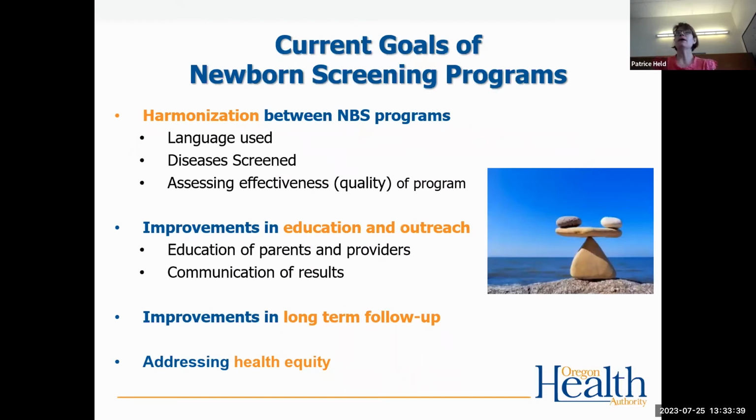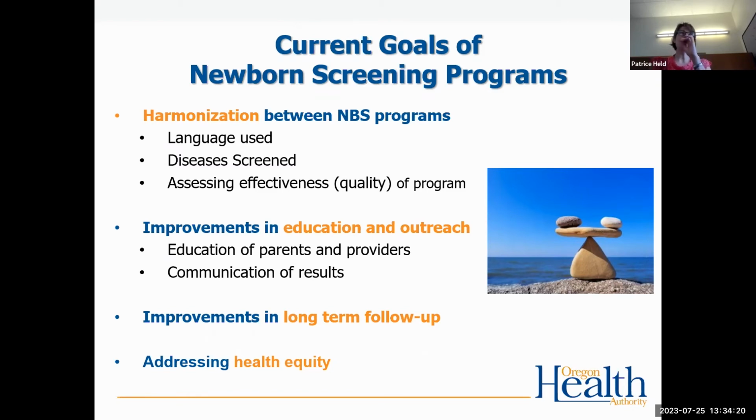So moving on, I wanted to talk about the current goals of newborn screening programs. Some of the things that we are working towards currently is harmonization between newborn screening programs. We know that not all newborn screening programs use the same language to describe their results. Sometimes labs are using the words normal or abnormal. Sometimes labs are using the words screen negative or screen positive. We also don't name our conditions in the same way, nor do we count our conditions in the same way.